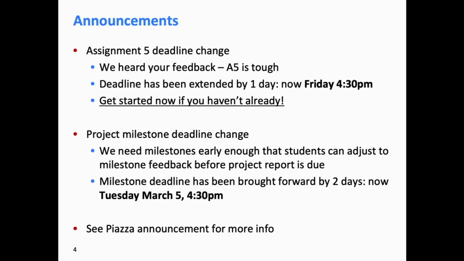In the reverse direction, we decided that the project milestone was really too late if we were going to be able to give you feedback on it that you could usefully make use of. So we're moving the project milestone date 2 days earlier. We've also gotten everyone's project proposals, and our hope is to get them back to everybody on Friday. So a lot of things moving.